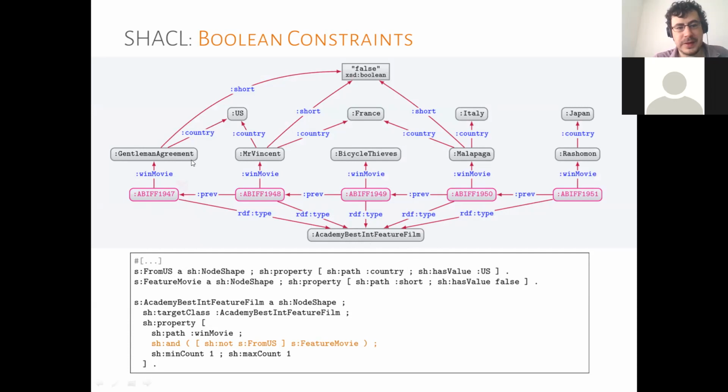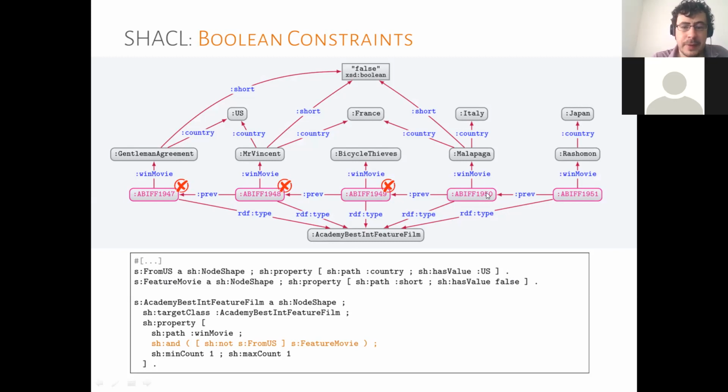So we see that this one fails because it's from the US. We see that this one fails because the movie that won is from the US. We see that this movie here, it will pass the from US, but it will fail the feature length movie. Or will it? No, it will pass the feature movie. No. There's no count, sorry, but it says has value. So it must have the value false for short. So this will fail because it doesn't have the value false for short.